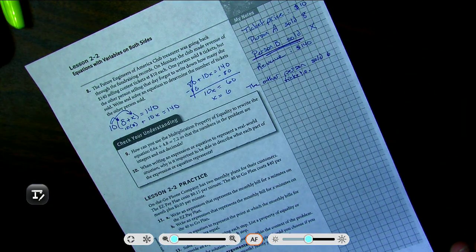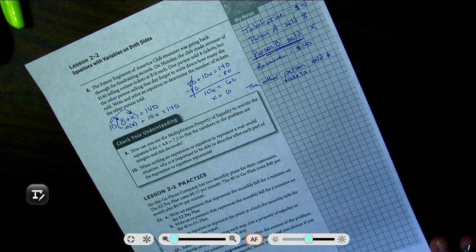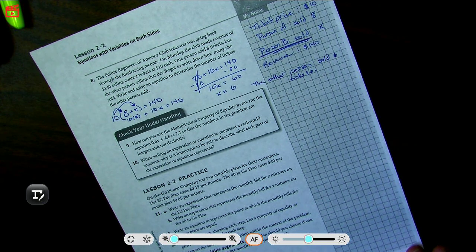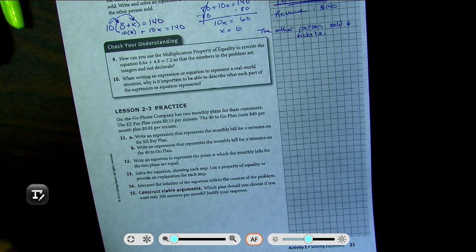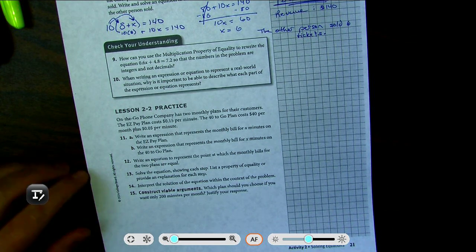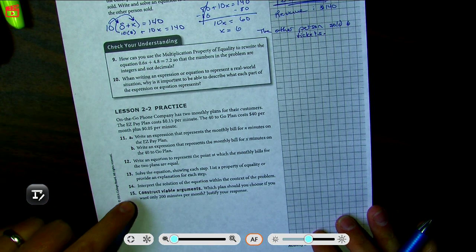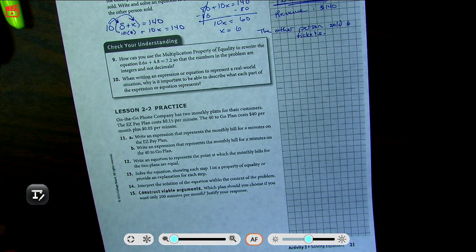All right. So what I need you to do for me is complete 9 through 15. And I need you to complete that and then turn that in using Schoology. All right, Schoology, excuse me.